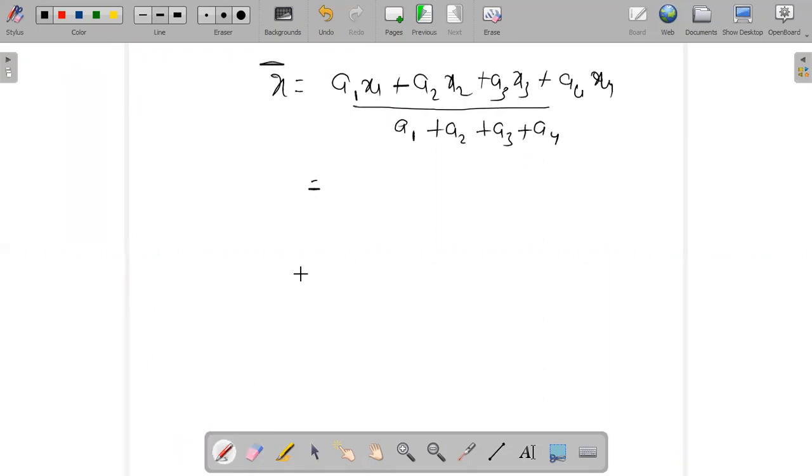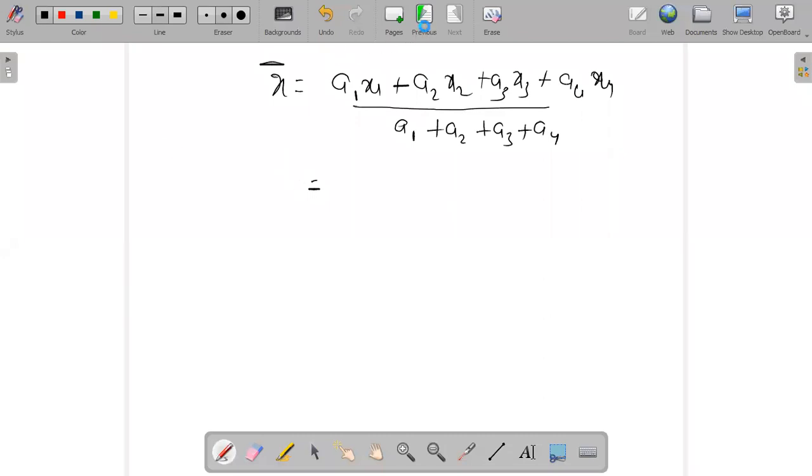Iftikhar Ahmad, Mehboob Hussain. What is the x bar value? What is the x bar value? No one is solving. How much have you got? You tell me the answer. Which value have to give, sir? You have given all the values.